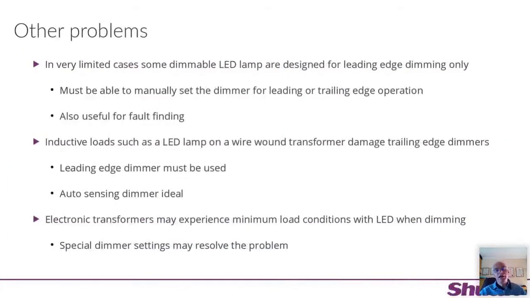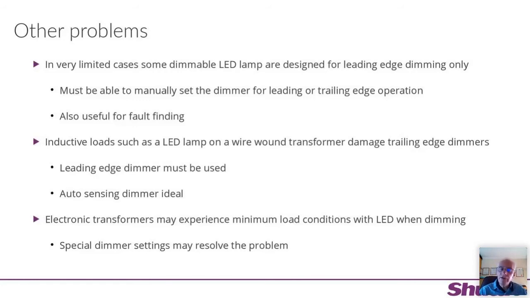Now, we encounter so many other problems as well. There are limited cases where your LEDs are designed for leading edge dimming only, and it's ideal, especially if you're doing a large installation, that you have dimmers which you can set for leading and trailing edge operation. And it's also useful, we've encountered a number of times, to do fault finding in the field. If you're sitting with an unknown lamp or unknown situation, you can set the dimmer to leading edge mode as well. So it's ideal to use a universal dimmer.